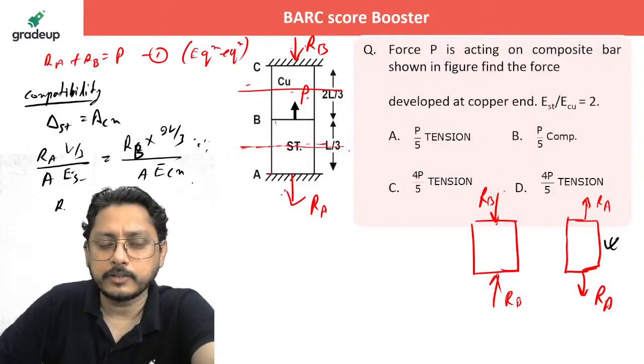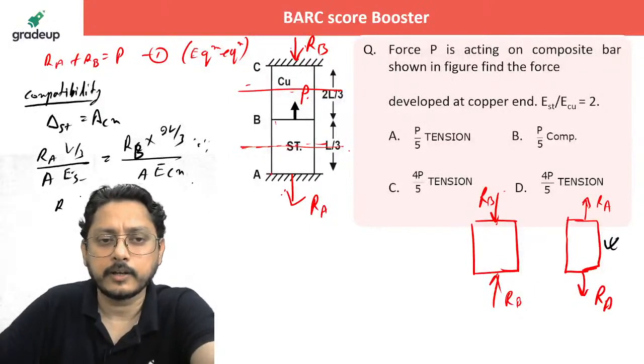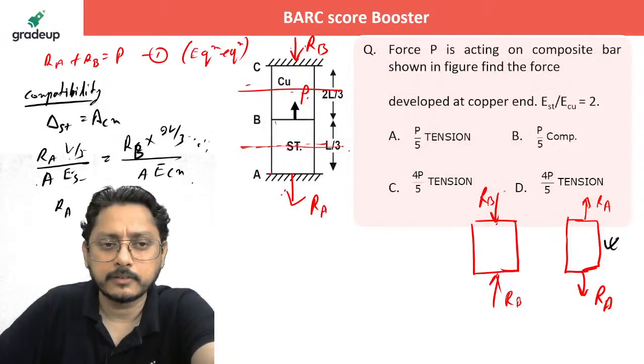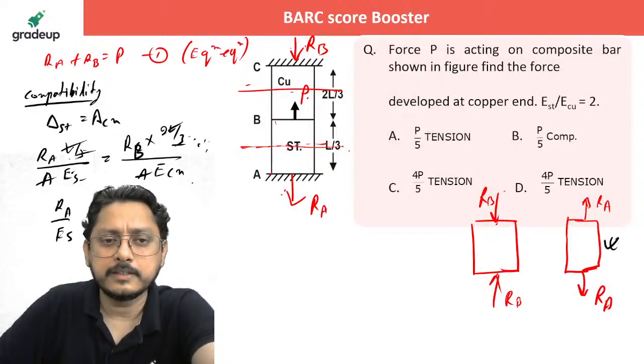So what can I write for RA? L will get cancelled, 3 will get cancelled, and A will get cancelled. How many things will get cancelled? A will get cancelled, L will get cancelled, 3 will get cancelled. So RA by ES is equal to 2 RB by ECU.